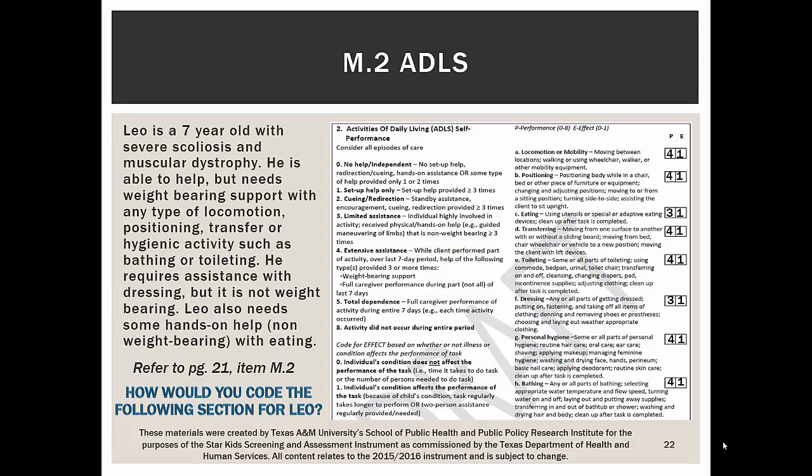For performance, P, Leo was assigned a code of 4 for locomotion, positioning, transferring, toileting, personal hygiene, and bathing. In this example, we can see that while Leo does participate in these activities, he requires weight-bearing support for all 6. For eating and dressing, he was assigned a code of 3, limited assistance because he's involved and requires non-weight-bearing assistance.